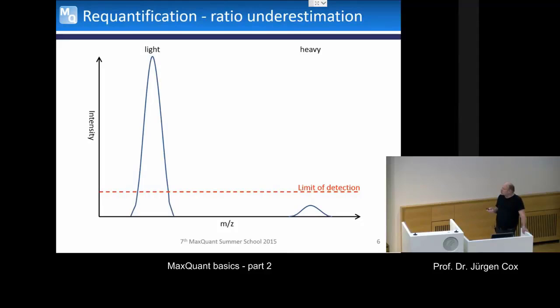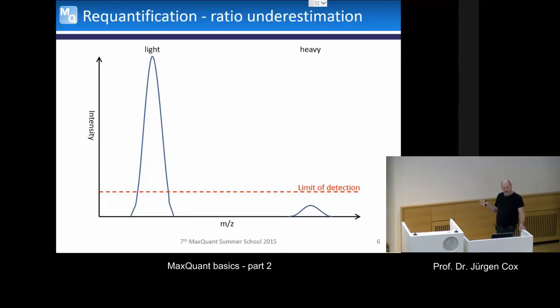And now, it's actually 1 over 10 or 1 over 20, if the heavy light ratio, of course. And now you have to make a decision. So in your experiment, what do you want? Do you want to have ratios reported for proteins that show a very high regulation? You don't really care how high it is, you just want to know that it is high, and you want to have a ratio reported for these. In this case, you would switch the requantification on, because that's exactly what happens then.